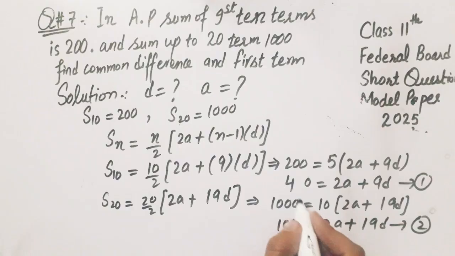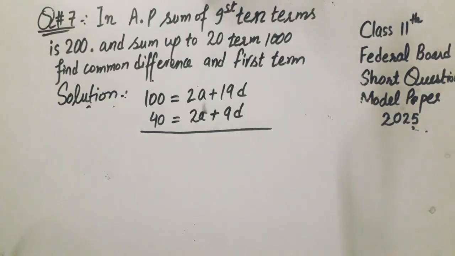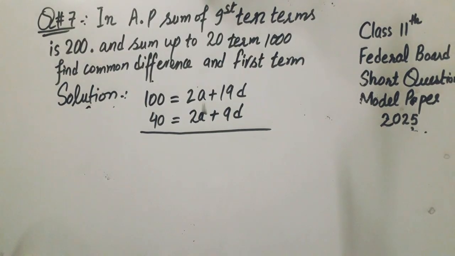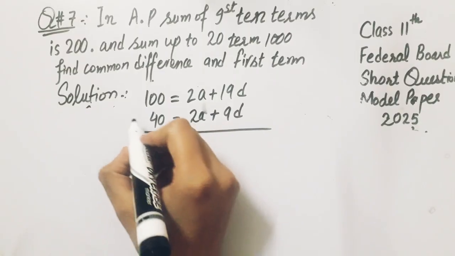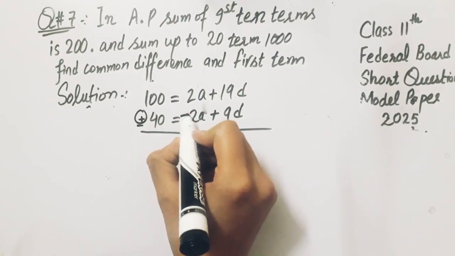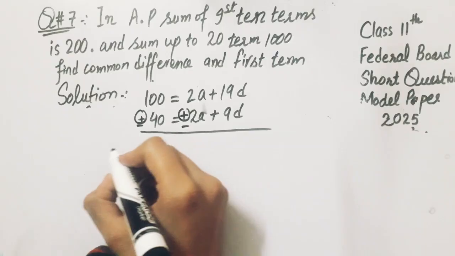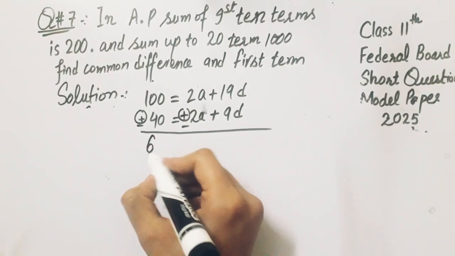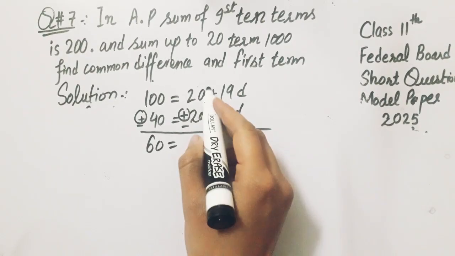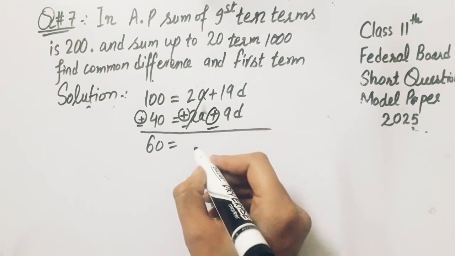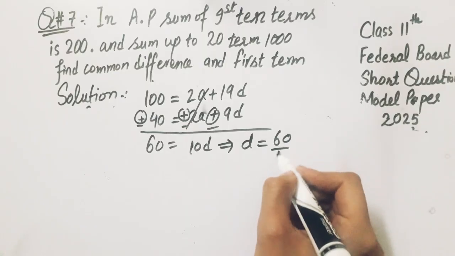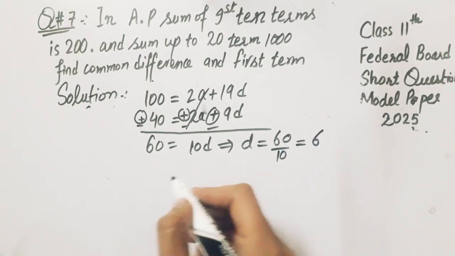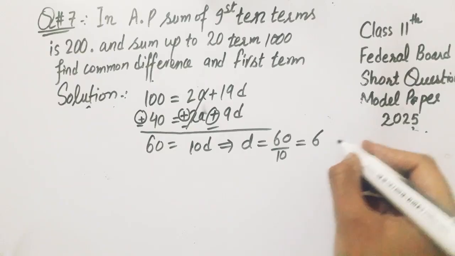Now we will solve 1 and 2 by substitution or by elimination method to find the values of a and d. Subtract 1 from 2: 100 minus 40 is equal to 60, and 2a minus 2a cancel out. 19 minus 9 is 10d. So the value of d is 60 by 10, which is equal to 6. Now we have d equal to 6.